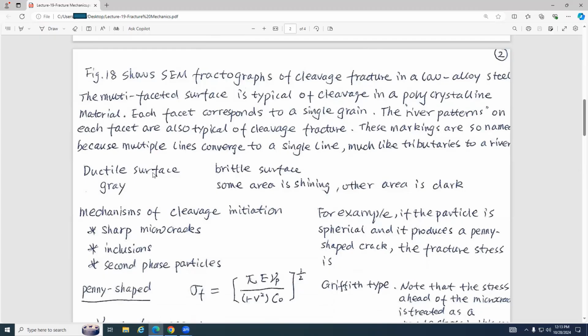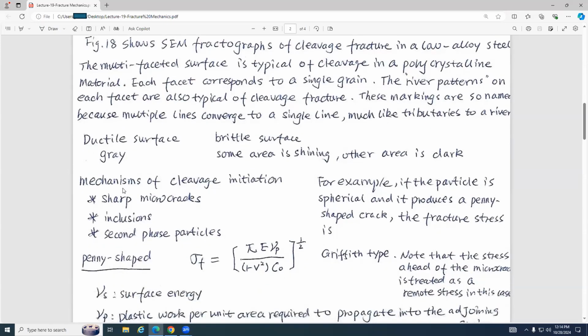So for the ductile surface, the color is a green color. However, for the brittle surface, some areas are very shining, and other areas are dark. Right? So this is dependent upon the material.